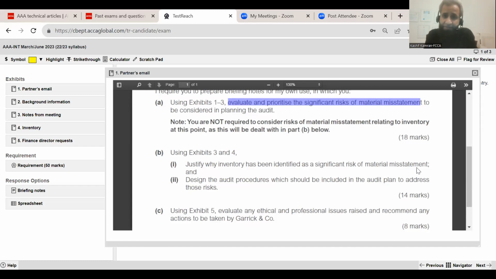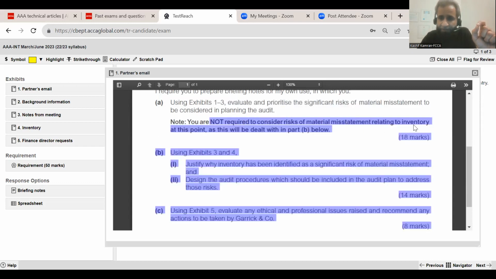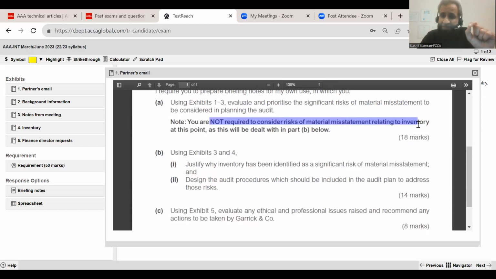So that means when you're writing the part 1 answer, evaluate and prioritize the significant risk of material misstatement, you will not be considering inventory in your answer because you have separate marks allocated for inventory in the B requirement. And see, the examining team has written the note. You are not required to consider risk relating to inventory. Why? Because there is a specific requirement on inventory in the B part. So inventory will not be part of your 18 marks answer here.